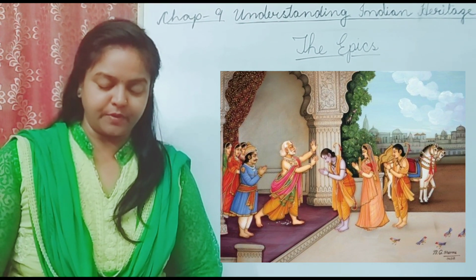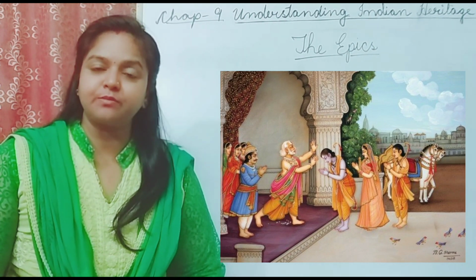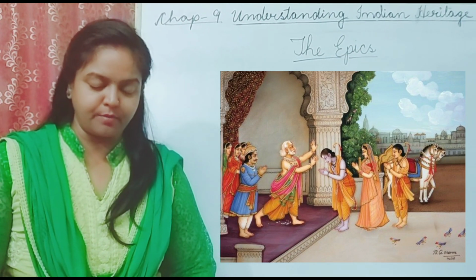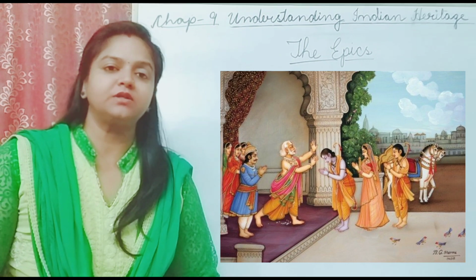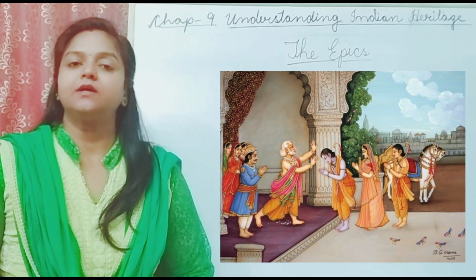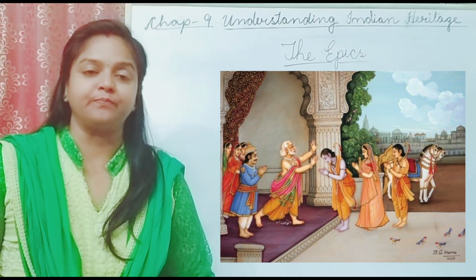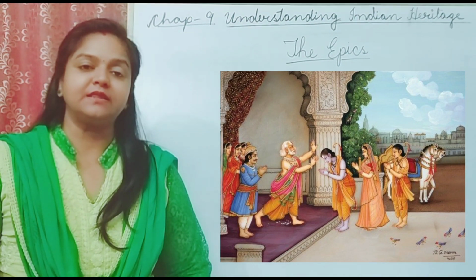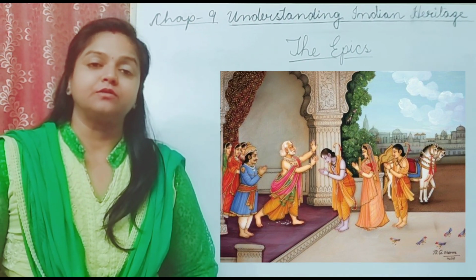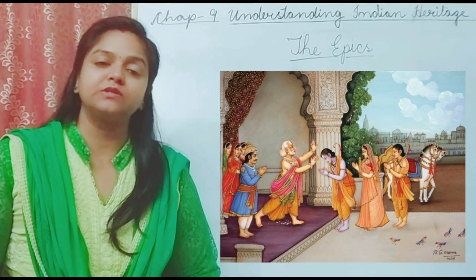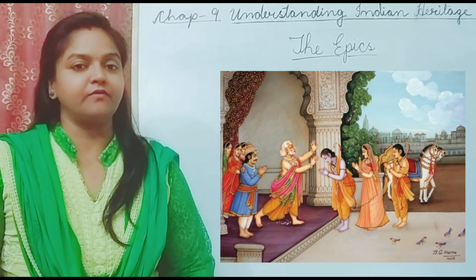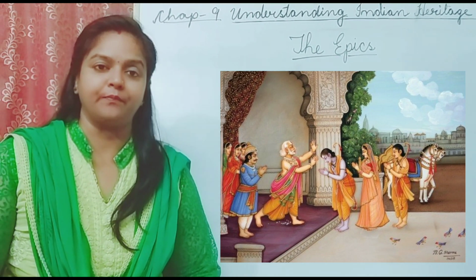So, this epic also describes the abduction of Sita by Ravana. In simple words, abduction means kidnapping. So this Sita was kidnapped. The wife of Rama, Sita, was kidnapped by Ravana, who was king of Lanka.